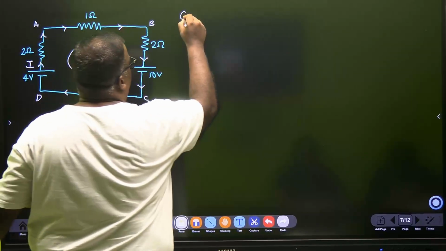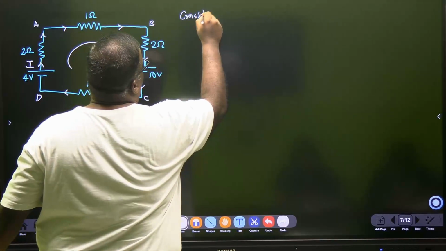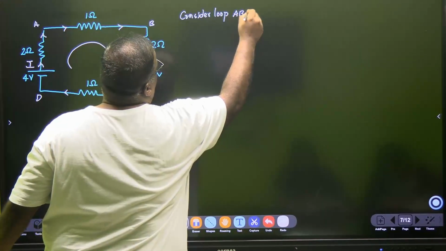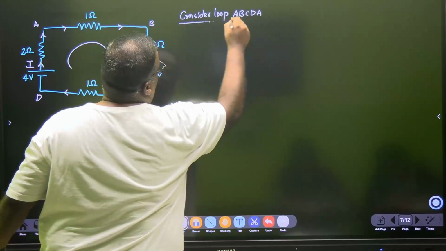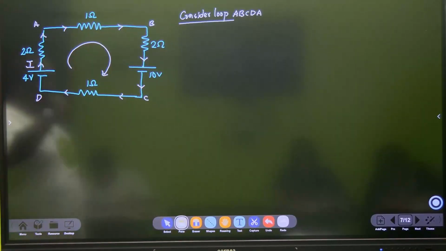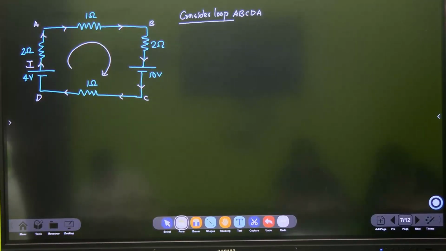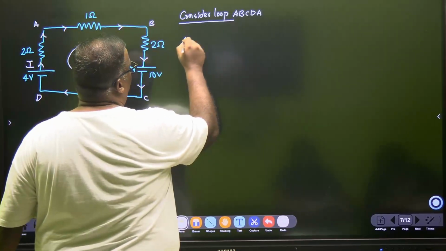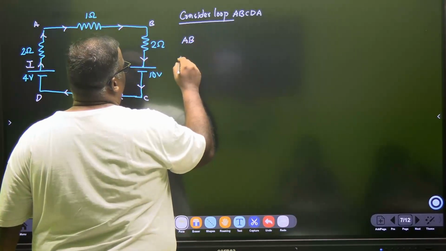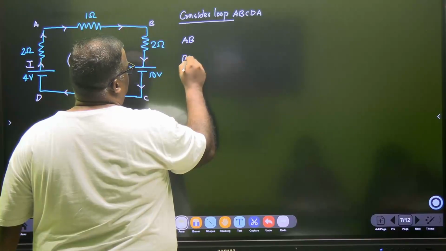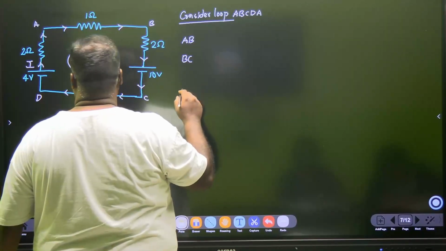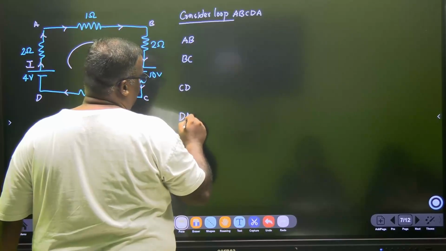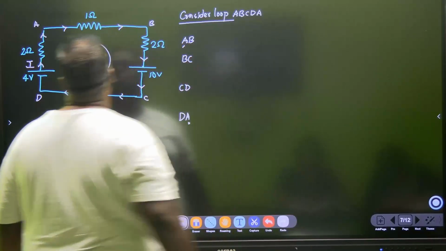So we say consider loop A, B, C, D, A. You start and you end exactly where you started. Okay? So let's write our branches where all things are going to happen. We have AB, BC, CD, and DA. Let's go by AB.